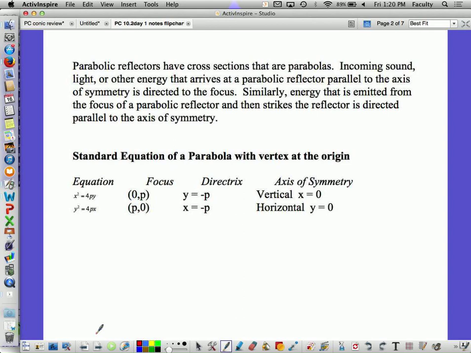So if we have x squared, and this is a different form than what you've seen in Algebra 1 and Algebra 2, if I have x² = 4py, the focus is p units from the vertex. The directrix, and I actually don't want you to memorize any of this stuff over here. You do need to know the equation. Now, if it's x squared, we know it's going to open up or open down. And go ahead and draw this for me.